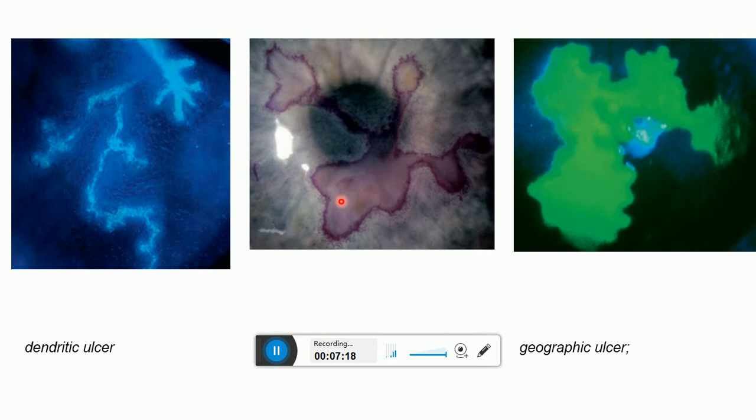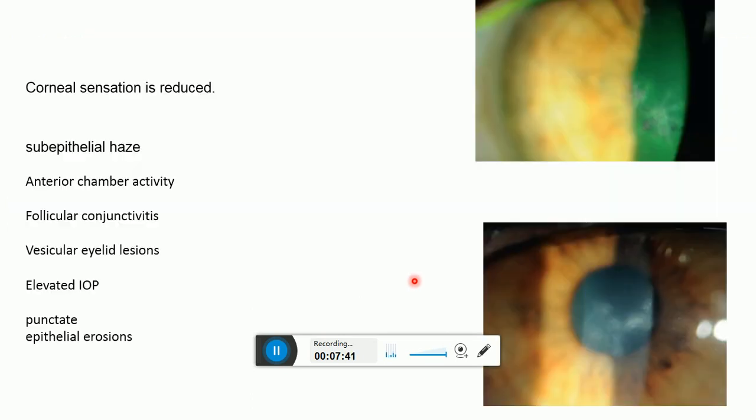The corneal sensation is reduced. Inadvertent topical steroid treatment may promote progressive enlargement of the ulcer to a geographical or amoeboid configuration. So this is caused by inadvertent topical steroid treatment. There is mild associated subepithelial haze. Anterior chamber activity may be present but is usually mild.